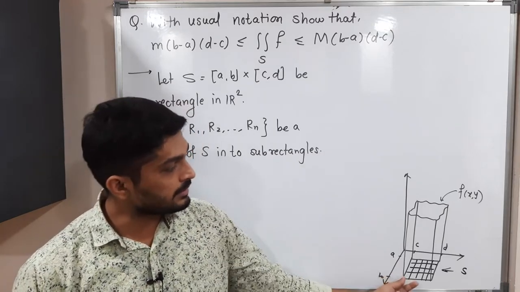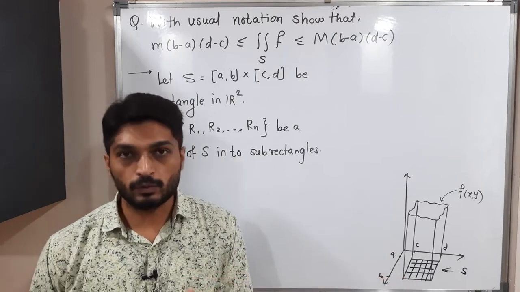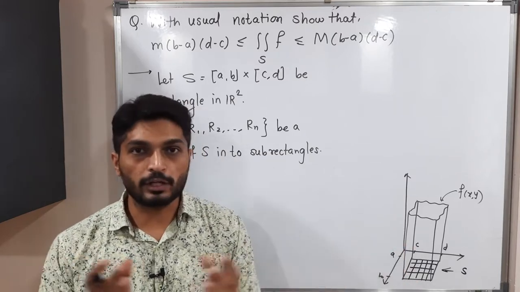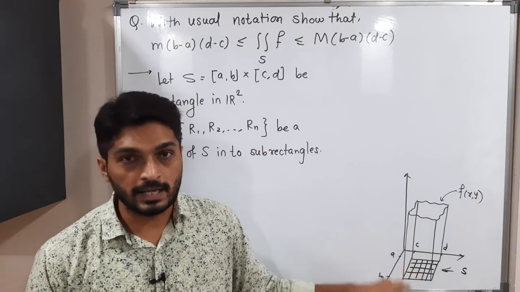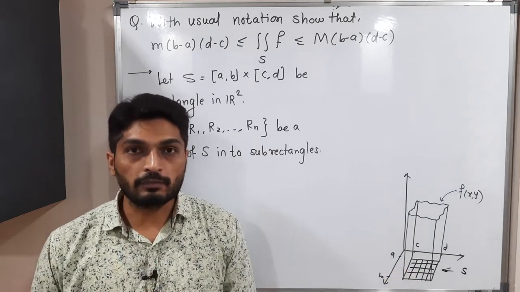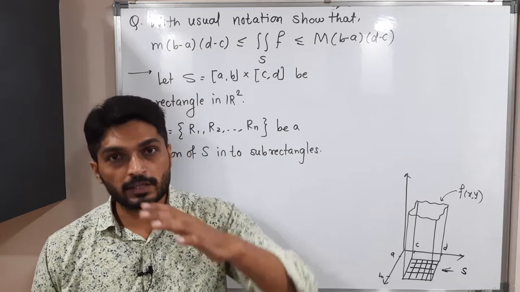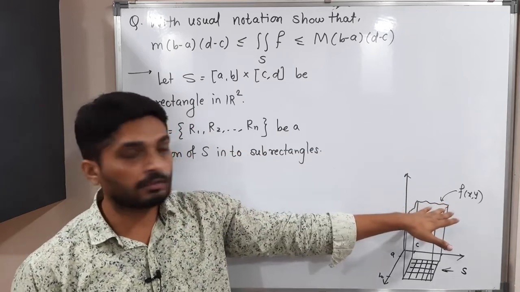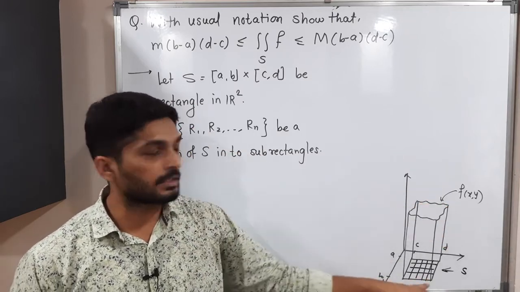So as you can see in this diagram, AB is an interval in R, CD is also an interval. If you take a cross product, we will have a rectangle like this, S. After that, function f, which is a bounded function, that means it attains finite values, and which is defined on this set S.